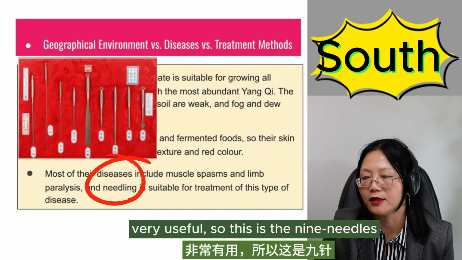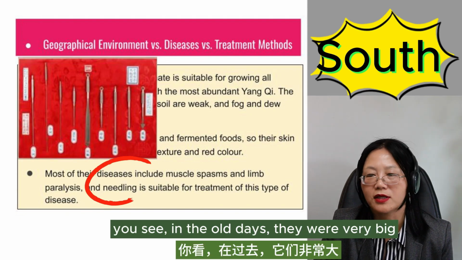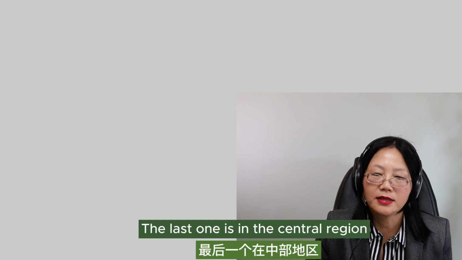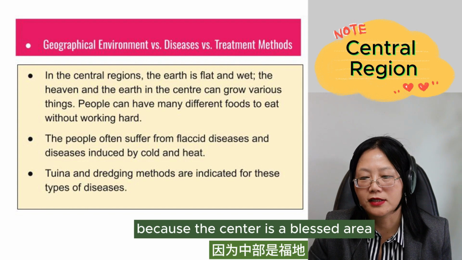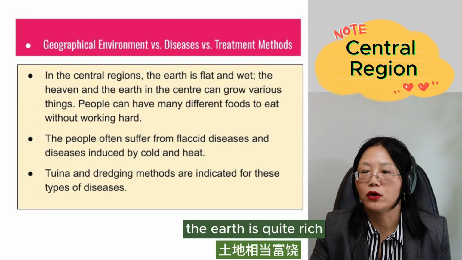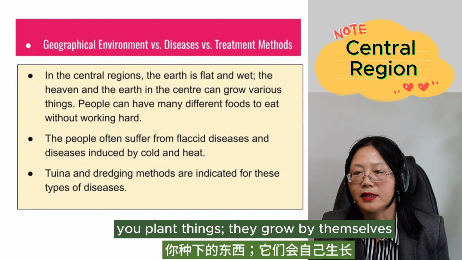This is the 9 needles used in the old days. They are very big. The biggest one would be 7 cun like this. Last one is in the center, because center is blessed area. Center, the earth, it's quite rich.